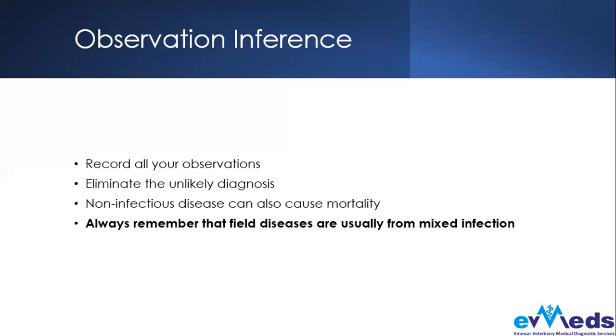It may be a viral infection that is very chronic, and then there is a second bacterial infection that is very acute, and then you can take out the acute secondary bacterial infection without necessarily touching the viral infection. And then because the viral infection still persists, the secondary bacterial infection may eventually come back again. And then all that you have done may be eventually wasted. So always remember that field diseases are usually from mixed infection.